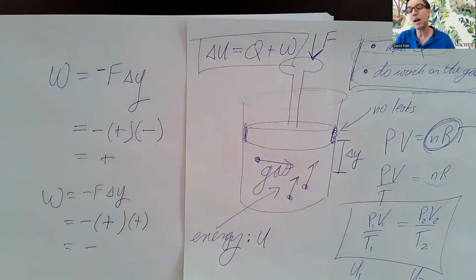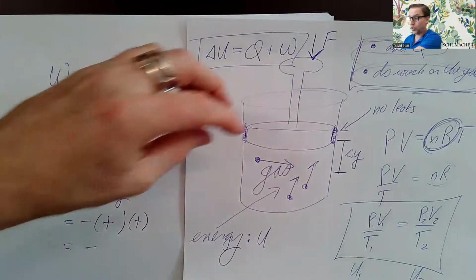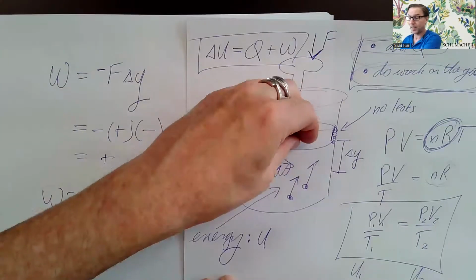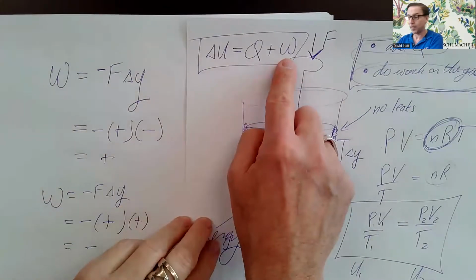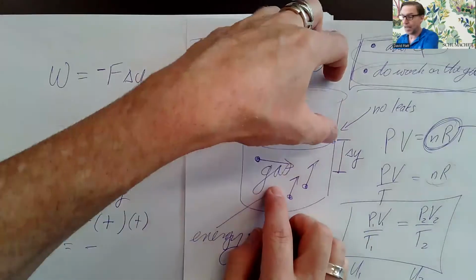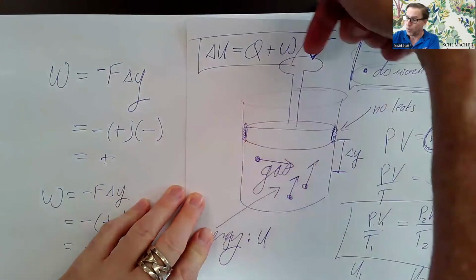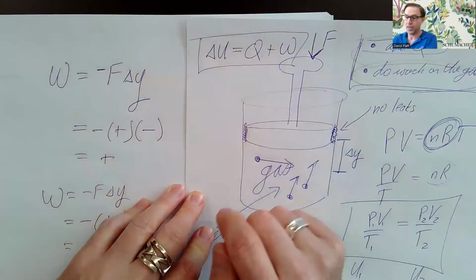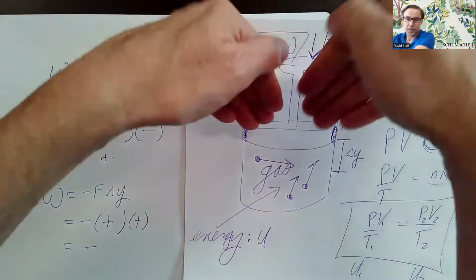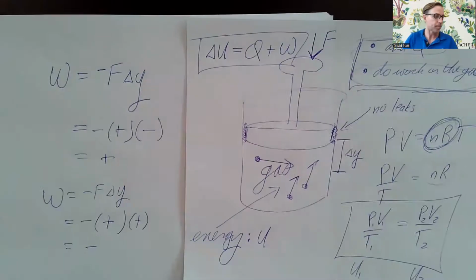So I want you to think about those signs in those situations. Squishing the gas is going to correspond to W being positive. Expanding the gas is going to correspond to W being negative. We always think of pushing down here. The air particles are pushing down on the top. So think about those signs, please.